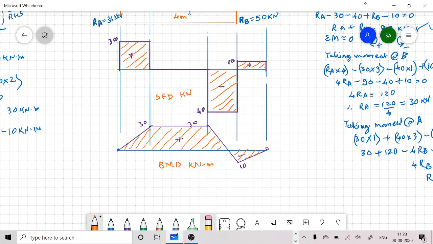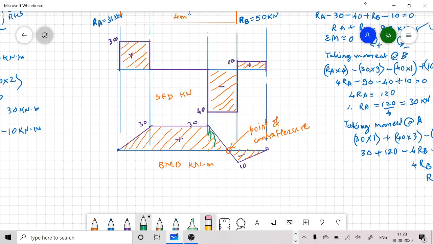Mark this point where the bending moment diagram crosses the baseline. This point is known as point of contraflexure. Contra, opposite, flexure, bending. Opposite bending. At this point, bending moment changes the sign from positive to negative. This is point of contraflexure. You can locate this point of contraflexure by using similar triangle properties. See, I will just explain this, how you can find.